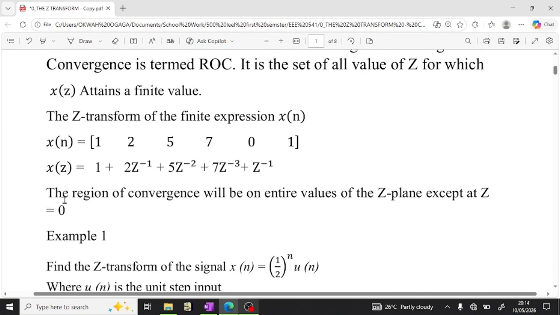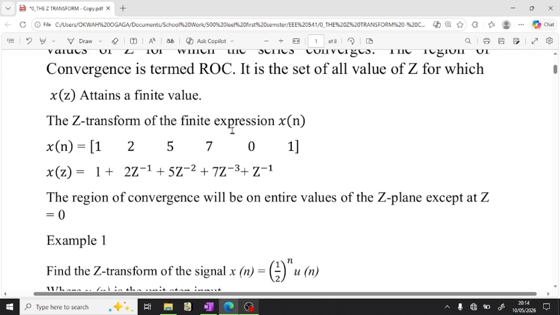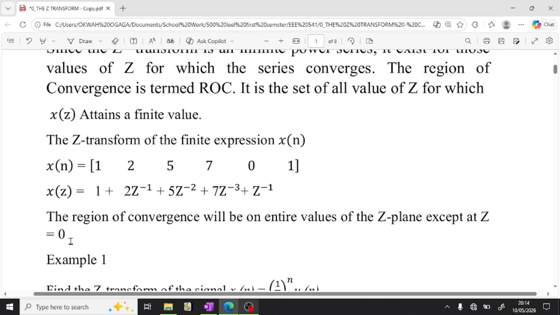Now, the region of convergence, I'll talk about this. For this line here, the region of convergence will be on the entire z plane except z equals 0. When z is equal to 0, it's no longer converging. Once z is equal to 0, we are not going to get a definite value for x of z. Now what's happening here is that we have the first term, second term, third term, fourth term.